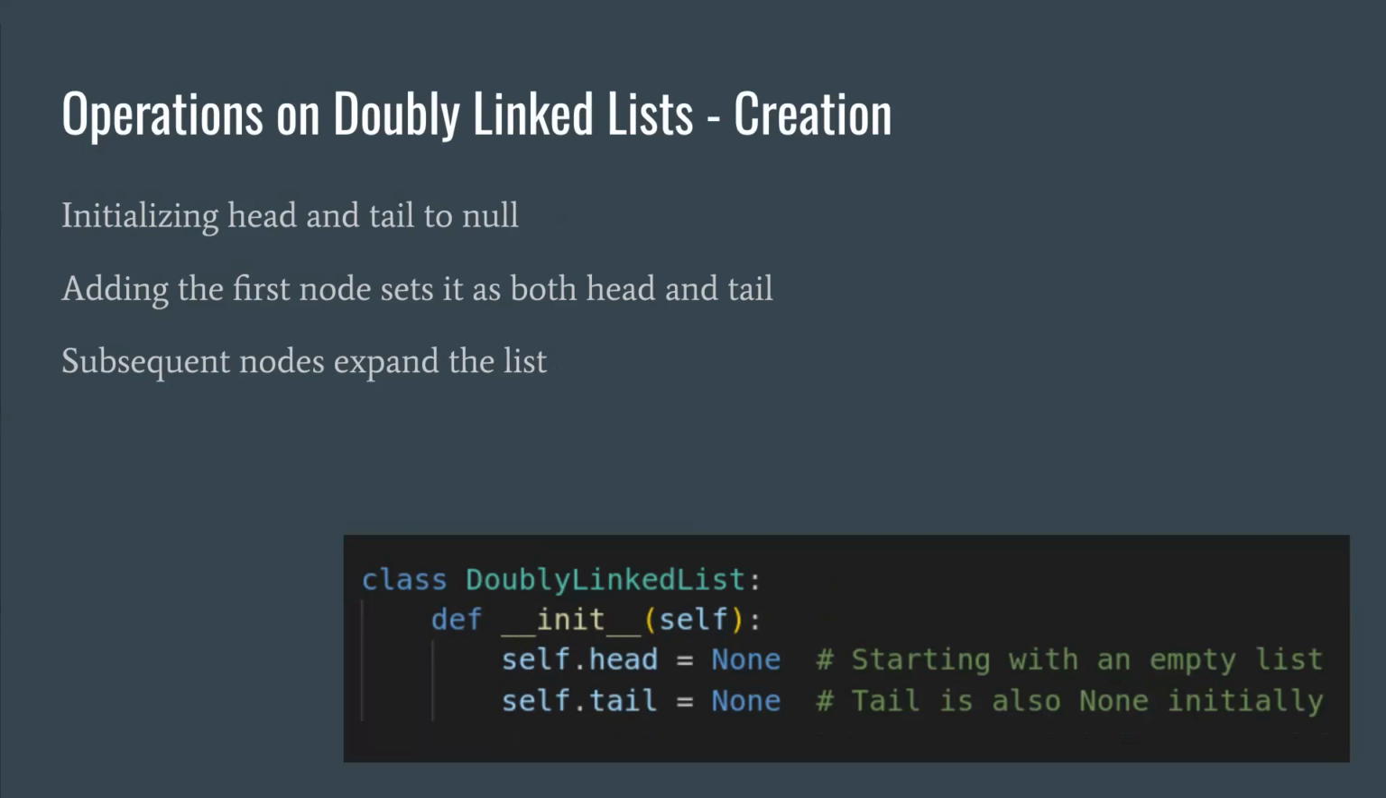Let's look at some operations on doubly linked list. For this slide, we will look at creation. Creating a doubly linked list begins with establishing both head and tail, initially pointing to null. When we add our first node, we know that it becomes both the head and the tail since it's the sole element. And as we add more nodes, the list grows, maintaining its two-way connectivity.